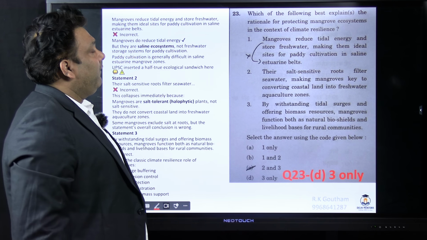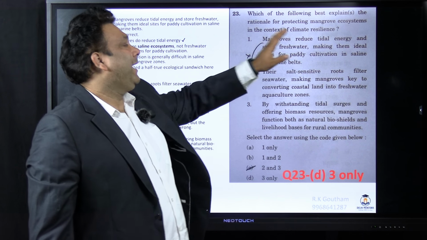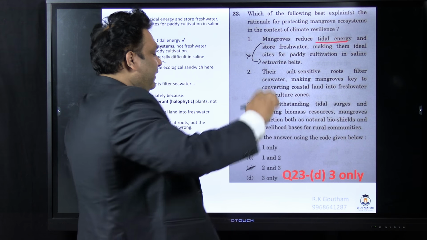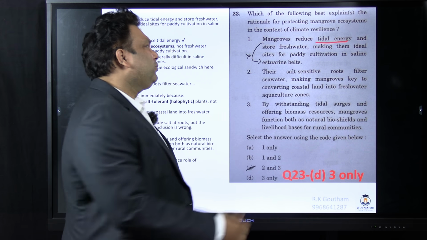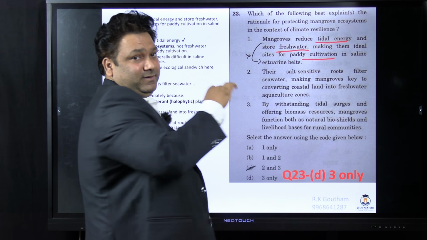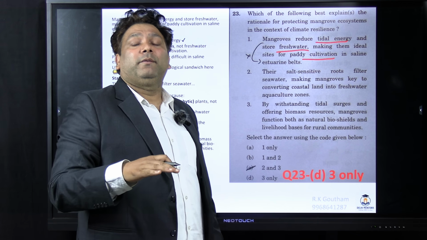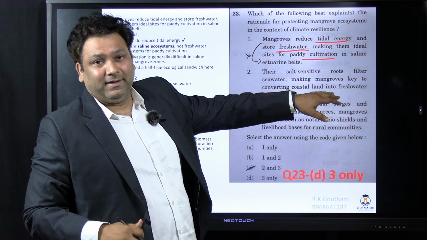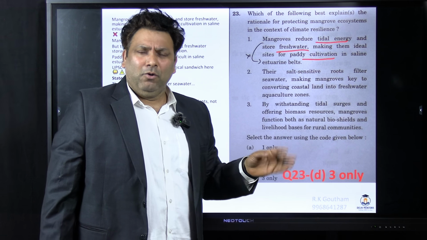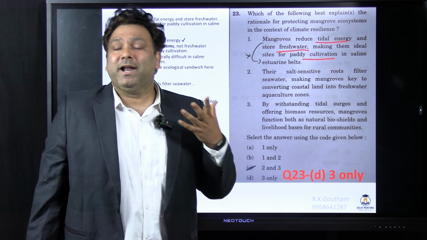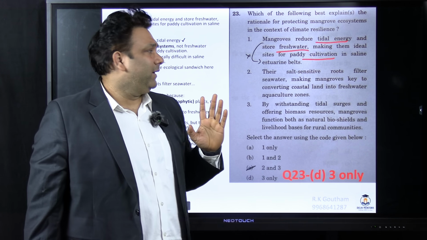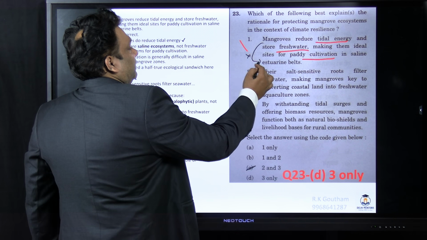So next question here is, which of the following best explains the rationale for protecting mangrove ecosystem? You see the mangrove ecosystem, they reduce the tidal energy. So they'll be reducing the tidal energy, but do you think they'll be storing fresh water? So in fact, they are not at all ideal for paddy cultivation. Though nowadays the mangroves are being removed and paddy is being cultivated. In fact, not all the paddy which is cultivated, is cultivated in saline. Only Kuttanad rice farming, which is near Vembanad Lake, so that tolerates little bit of salt, that is below sea level, rice farming, but not all. So this statement is wrong.